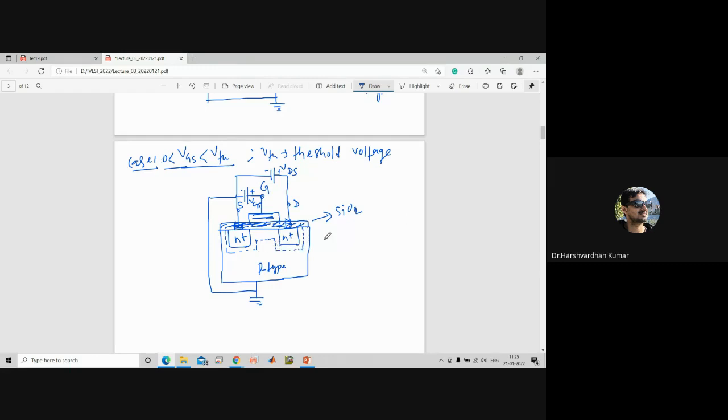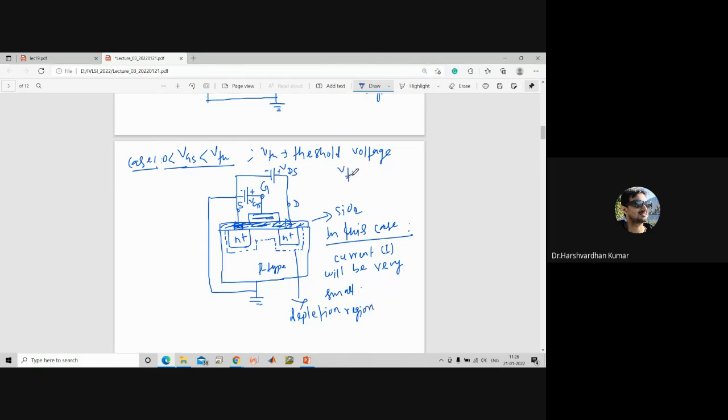Right? So what will happen in this case? You have to remember, since VGS is less than VTH, there will not be any significant flow of current from the source to drain, but still there will be some current. So in this case, the current I will be very small, right? Why is the current very small here?